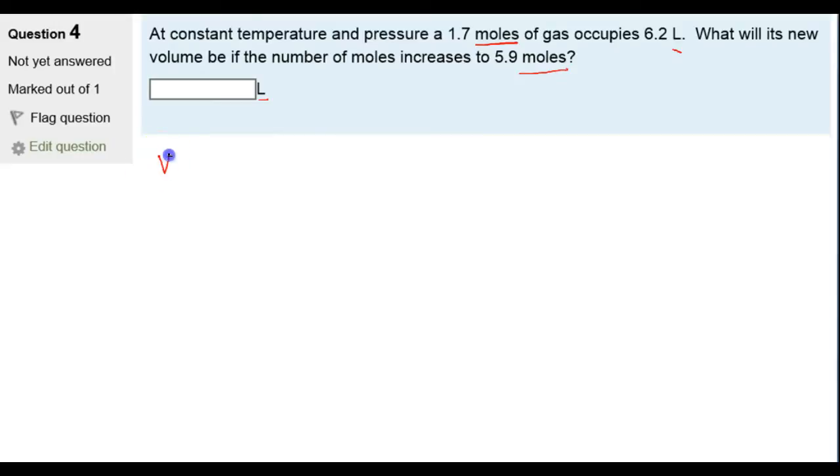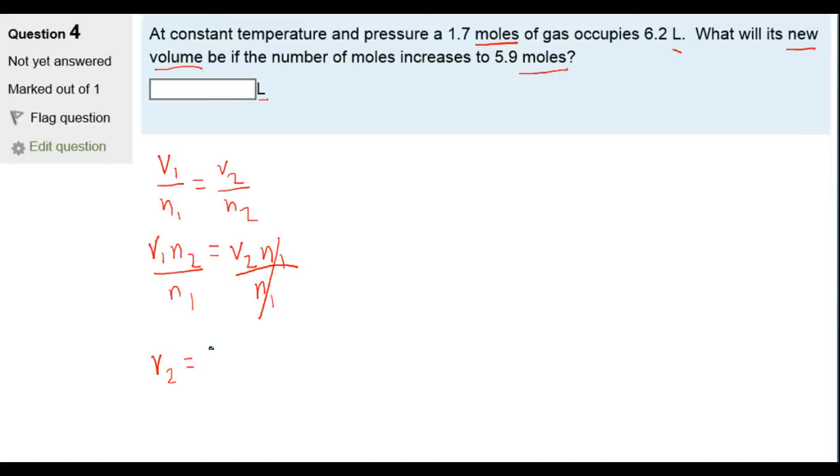And in Avogadro's law, we know that V1 over N1 equals V2 over N2. And if we cross multiply and get rid of these fractions, we'll see that V1 times N2 will be equal to V2 times N1. And in this problem, it looks like we want to know its new volume. So we're asked to solve for V2. So we divide both sides by N1 here. And our formula that we're going to use to solve this problem will be V2 equals V1 N2 all divided by N1.